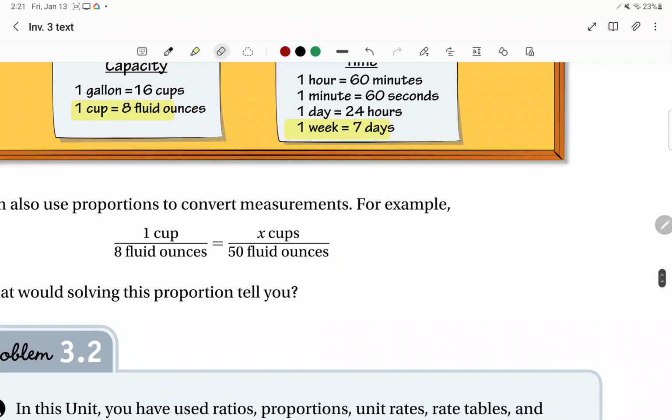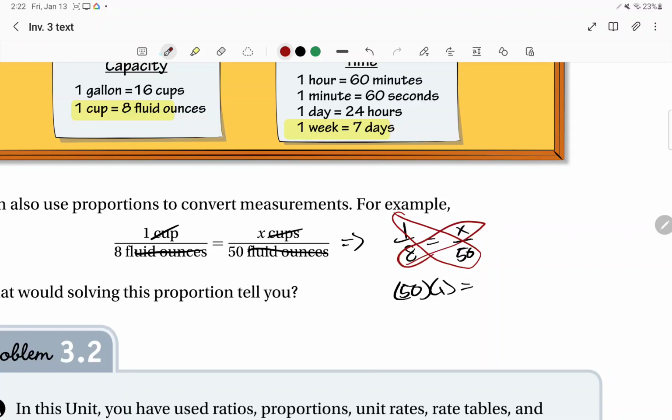So now when we cross multiply, first of all, let's strip this down. So let's forget about the units. So forget about cups and fluid ounces, and you would have 1 over 8. Forget about cups and fluid ounces, and you would have x over 50. Now when we cross multiply, you would take 1 times 50. So 50 times 1 is equal to the other cross product, 8 times x.